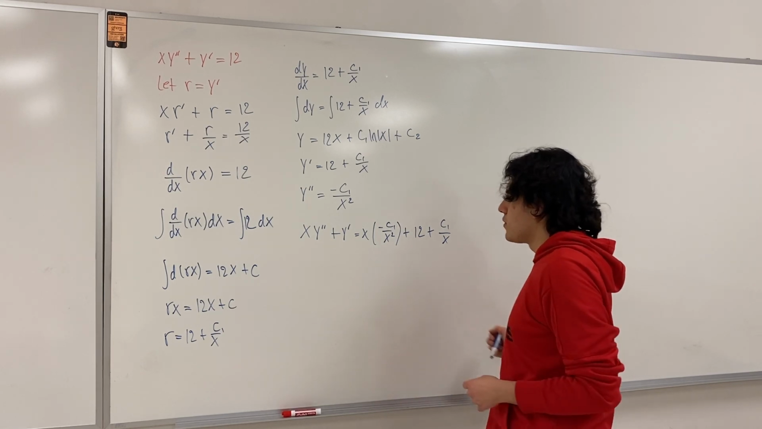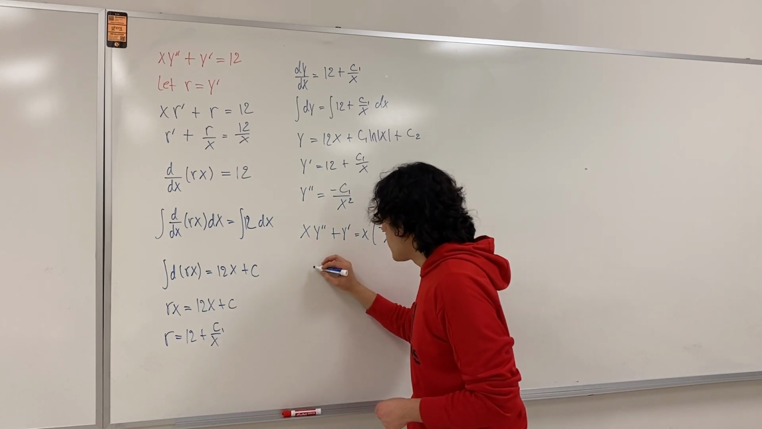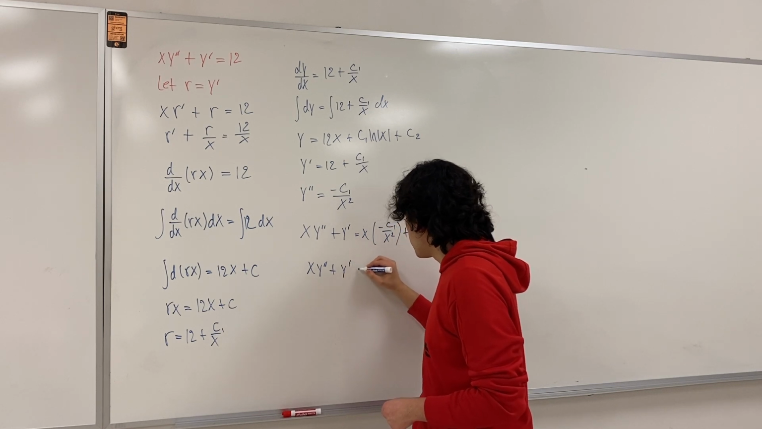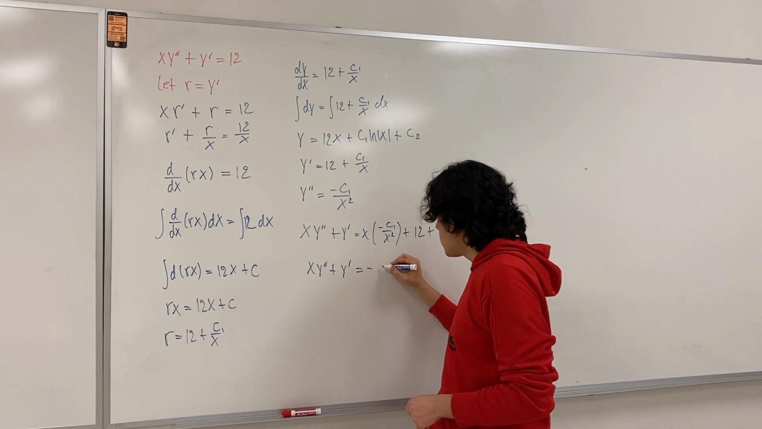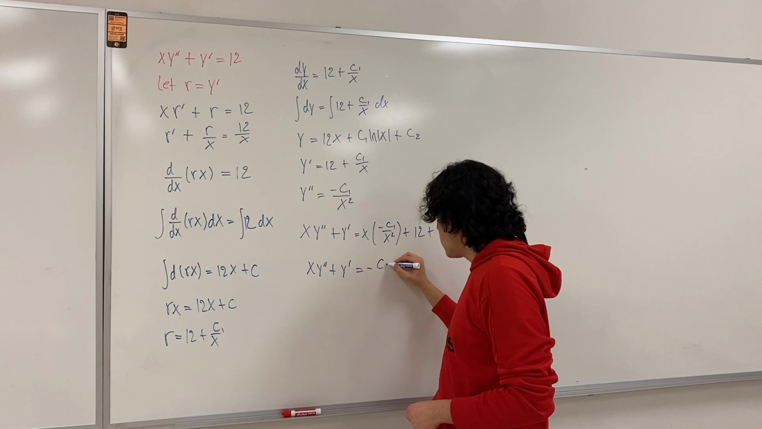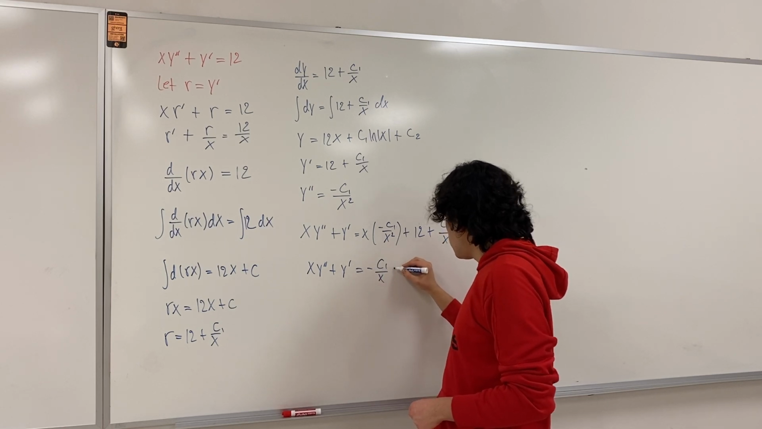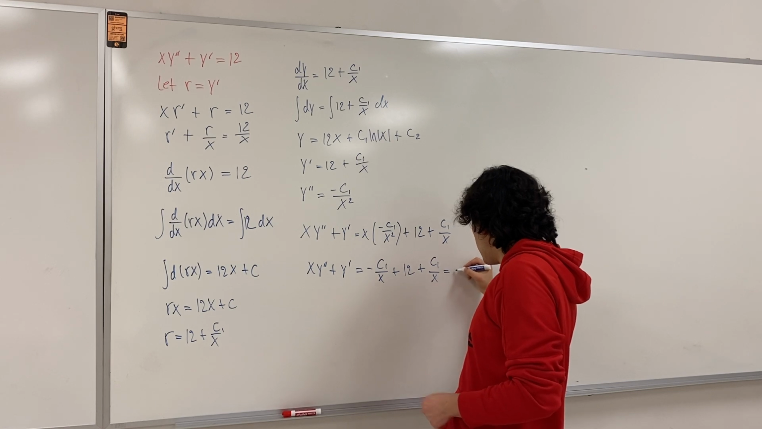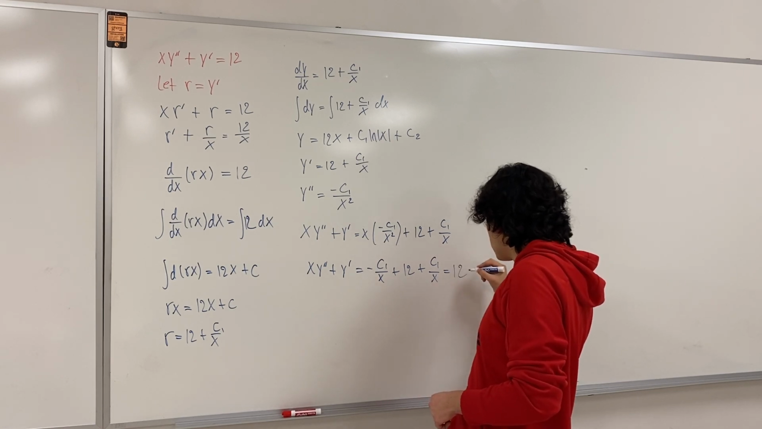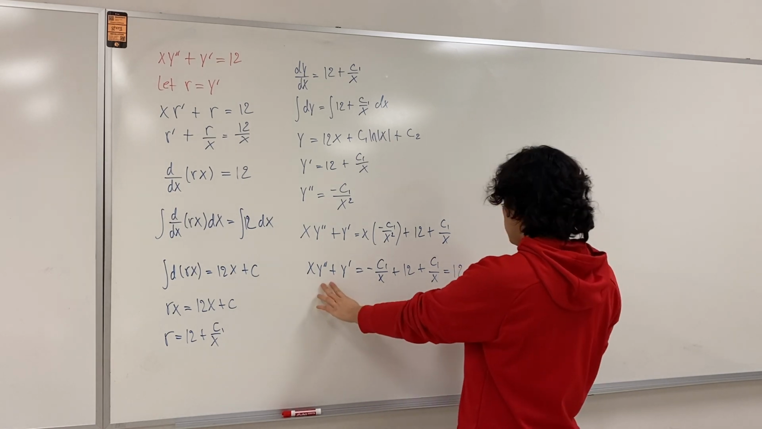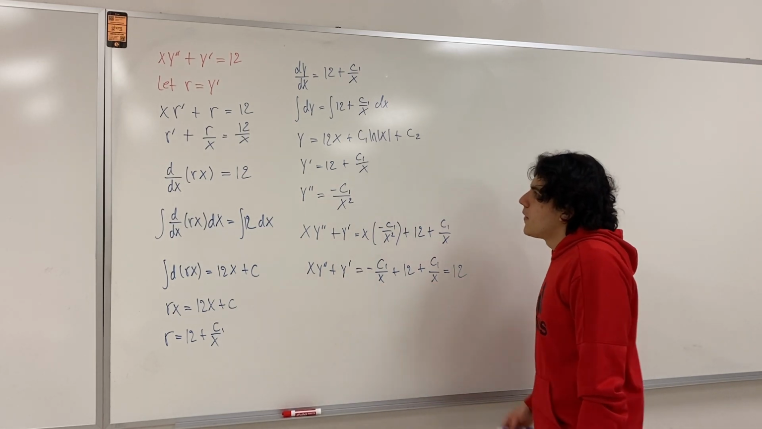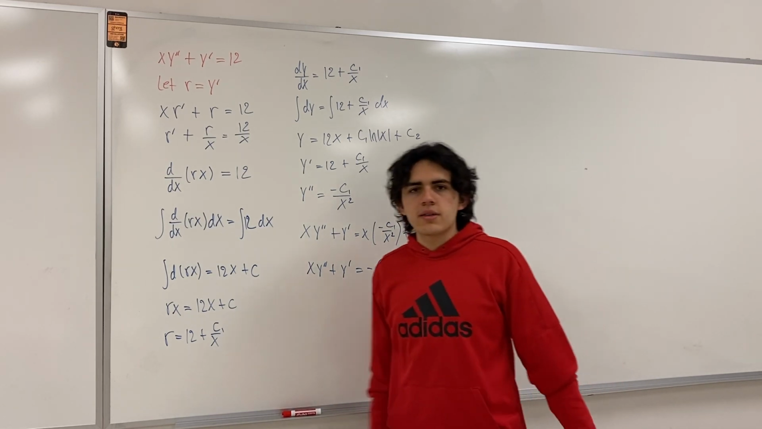And now I think it's obvious what we're going to get. We're going to get that x times y double prime plus y prime is going to be, this quantity becomes minus c1 over x, plus 12 plus c1 over x, and this is indeed equal to 12, okay? Which is what we presumed this expression should be equal to. So that means that this solution is correct, okay?